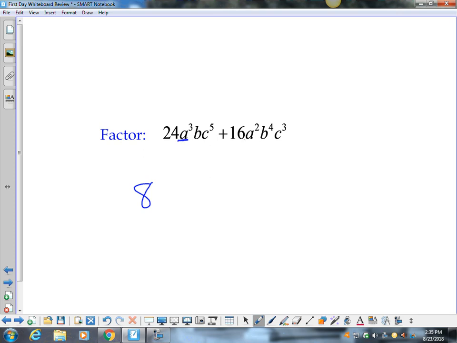and he has an a to the 3rd and a squared, so I can take an a squared. B to the 1, B to the 4th, so I can take 1. 5 and 3, so I can take 3. So that's the GCF, and now I have to write what I have left over.